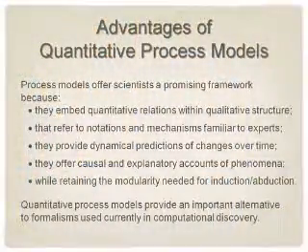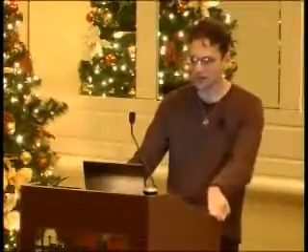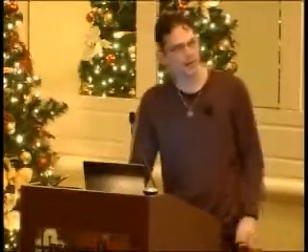scientific knowledge. So the advantage of quantitative process models is they embed quantitative relations within a qualitative structure. So they tie the quantitative to the qualitative. They refer to notations and mechanisms familiar to experts, so they use the equation formalism that the experts use. They use the terminology that the experts would use to describe their processes. And they provide dynamical predictions of change over time, as the first slide showed. They offer causal and explanatory accounts of phenomena.